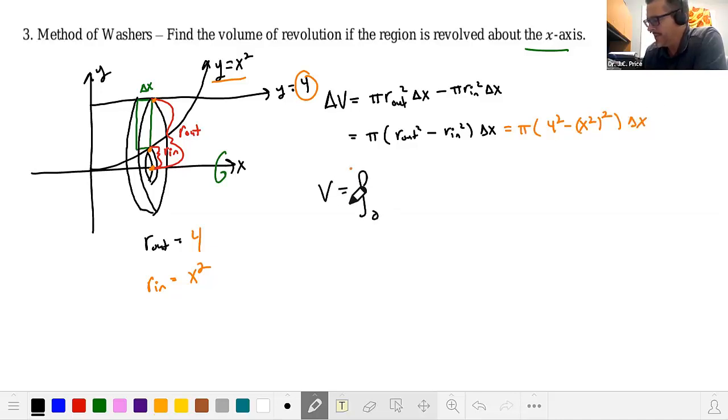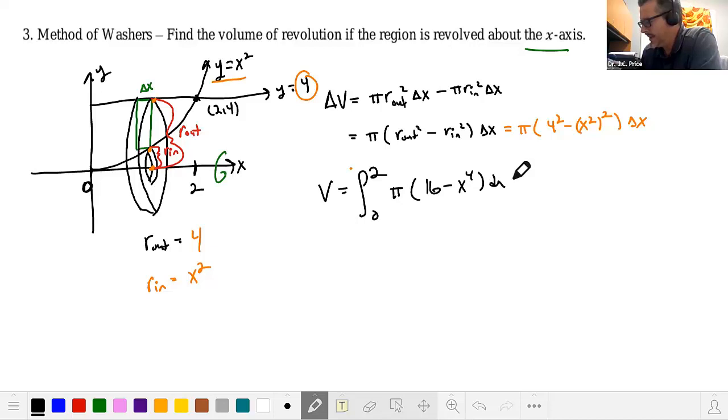And so now I can find my V. My V is the integral from 0, because you start here at 0, and then we have to go right here. So now remember we found that intersection point is just (2, 4). And so here that's just 2. And so the integral from 0 to 2 of pi times 16 minus x squared quantity squared, which is x to the 4th, dx. And so that'll be equal to pi times, and the integral of 16 is 16x, minus the integral of x to the 4th, which is x to the 5th over 5. And we're going from 0 to 2.